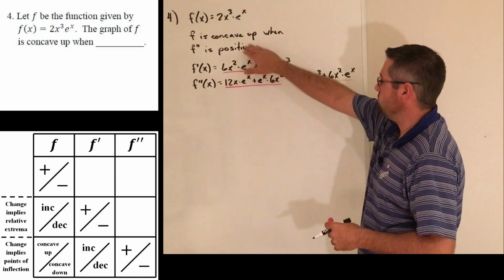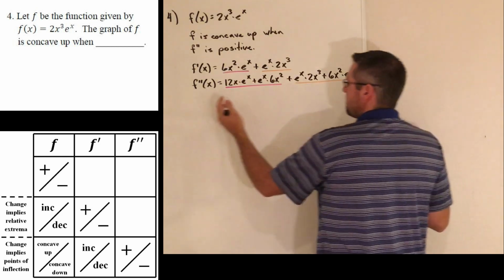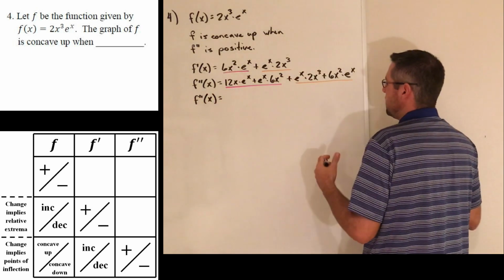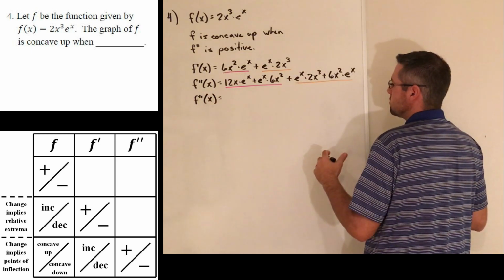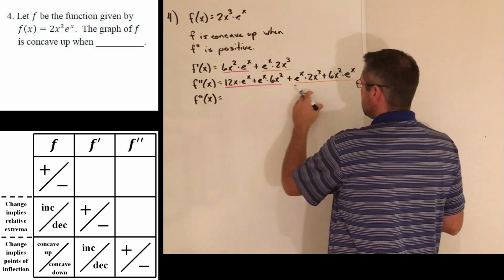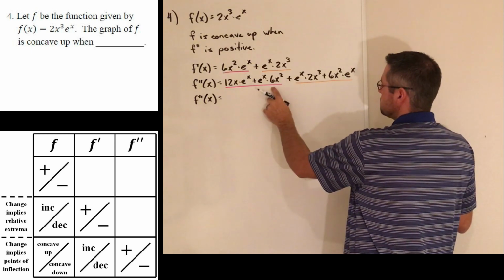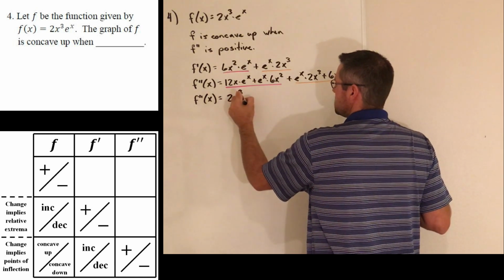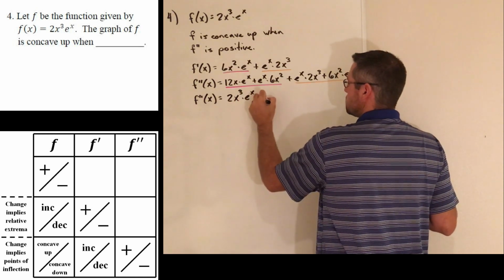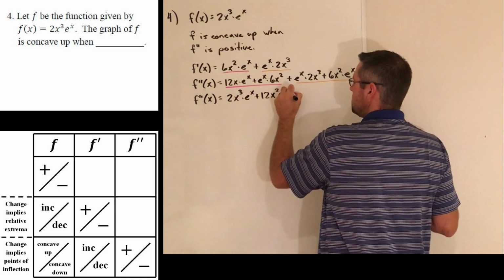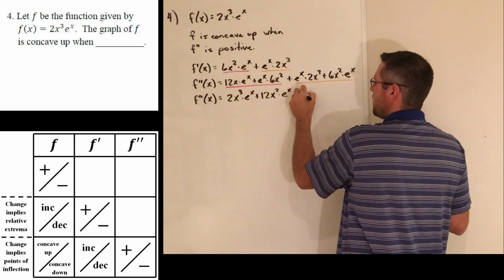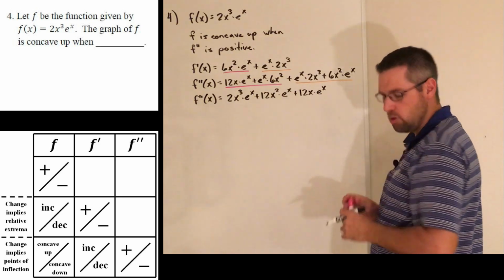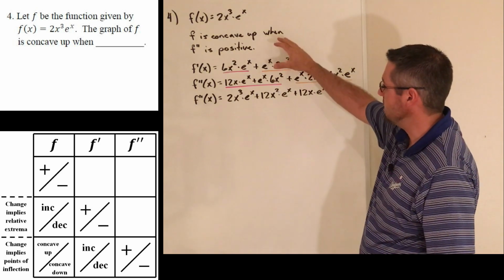Now we've got the second derivative, and we're looking for when it's positive. I'm going to clean this up a bit by combining like terms, and then I'll be factoring it in a second, just to make it a little bit easier to work with. I notice that I have a 6x squared here and a 6x squared there. So I'm going to list the highest power first. So I've got 2x cubed times e to the x plus 12x squared times e to the x, plus 12x times e to the x. So that's my second derivative, and I'm looking for when the second derivative is positive.